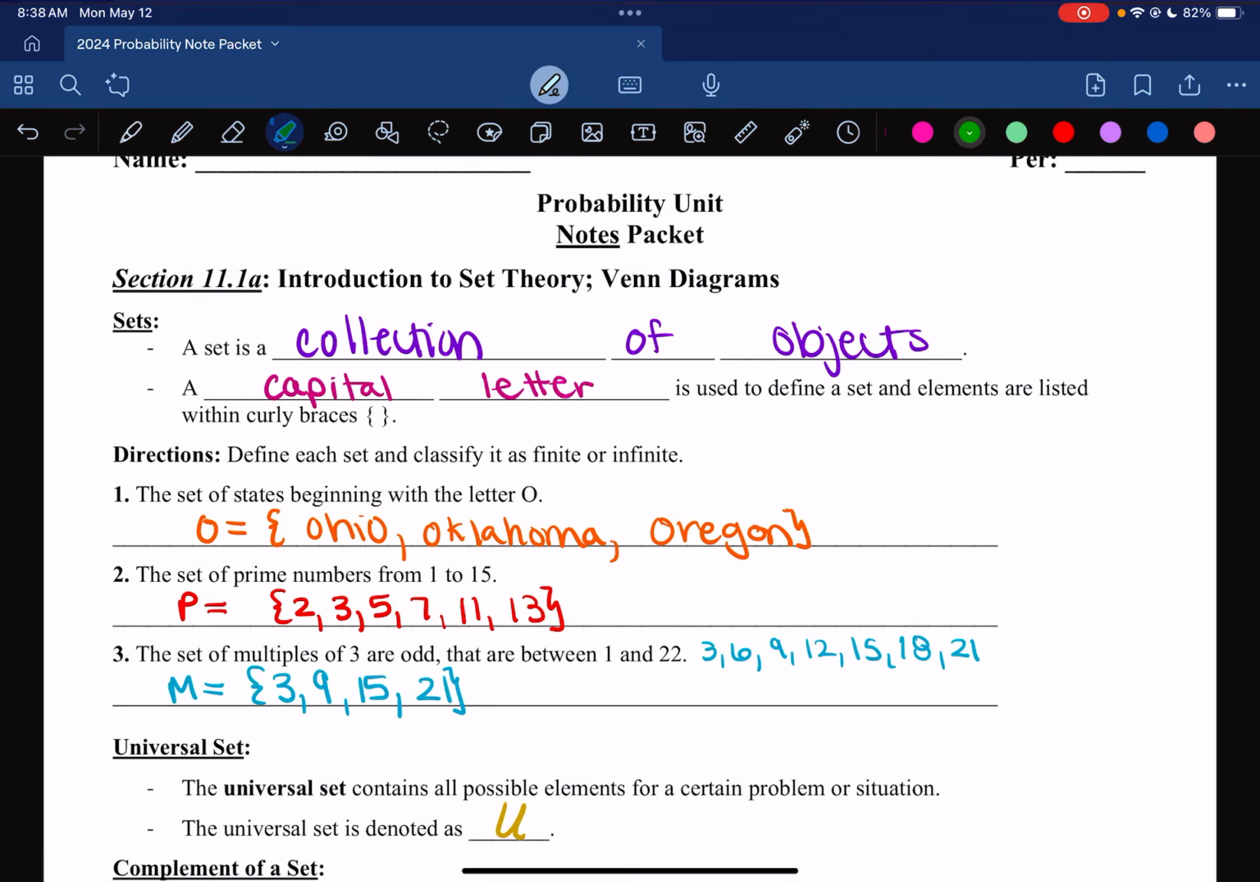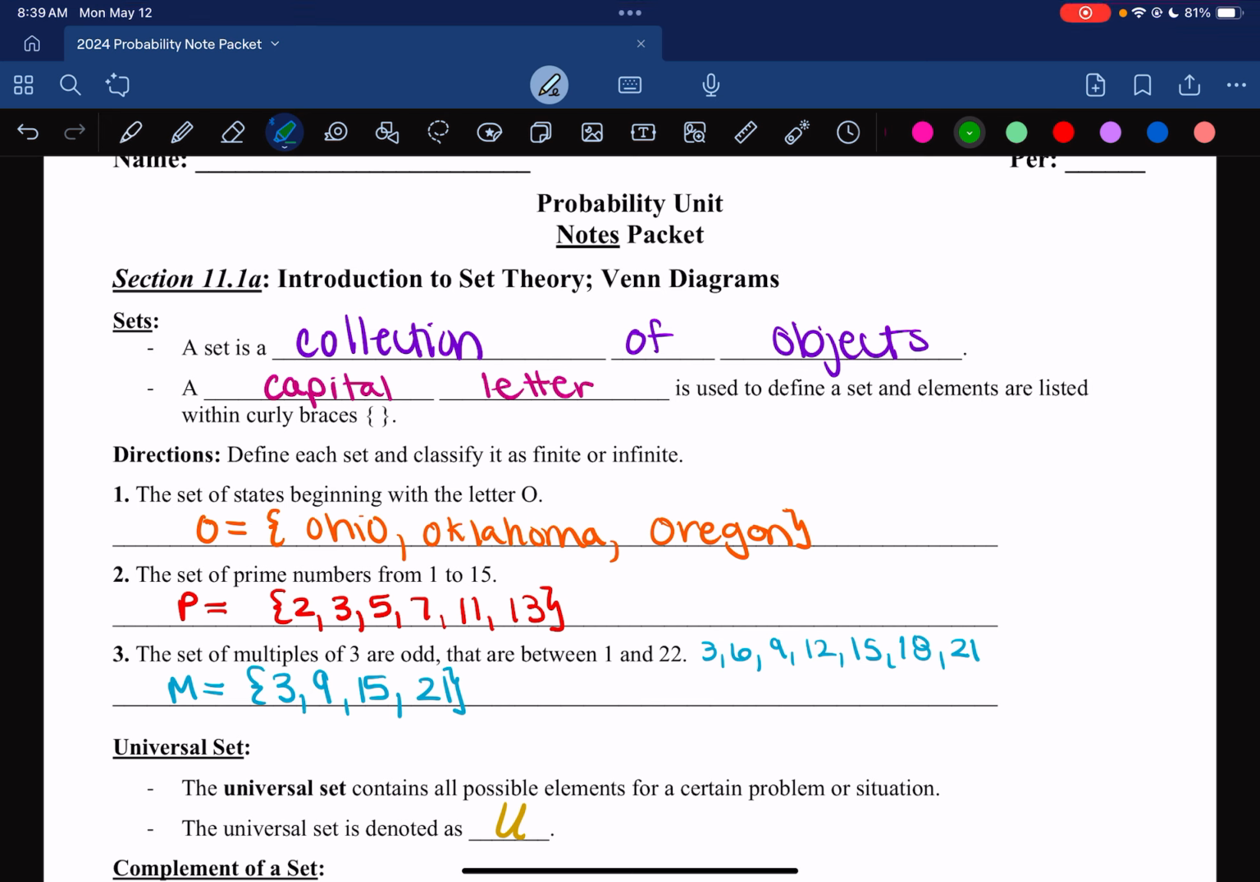This is section 11.1, Introduction to Set Theory and Venn Diagrams for our probability unit. So first we have some definitions. A set is a collection of objects. We use a capital letter to define a set, and elements are listed within curly brackets.